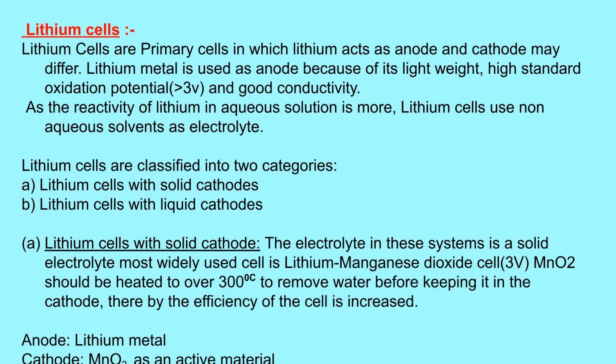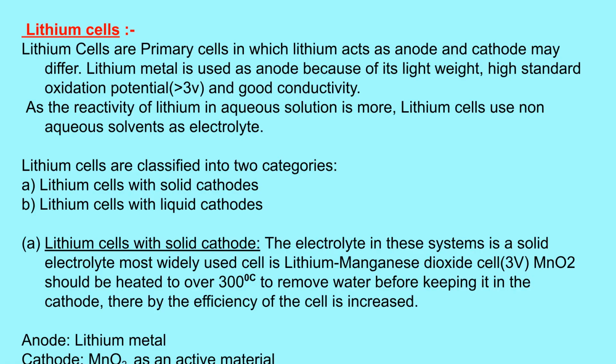Lithium cells are primary cells, where lithium acts as the anode due to its lightweight, high oxidation potential, and good conductivity. They use non-aqueous solvents as electrolytes due to lithium's reactivity in aqueous solutions. Lithium cells are categorized into those with solid and liquid cathodes.